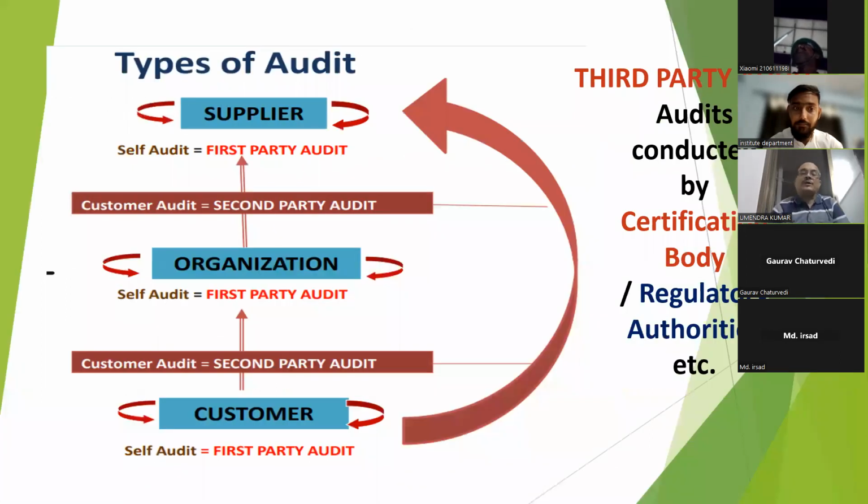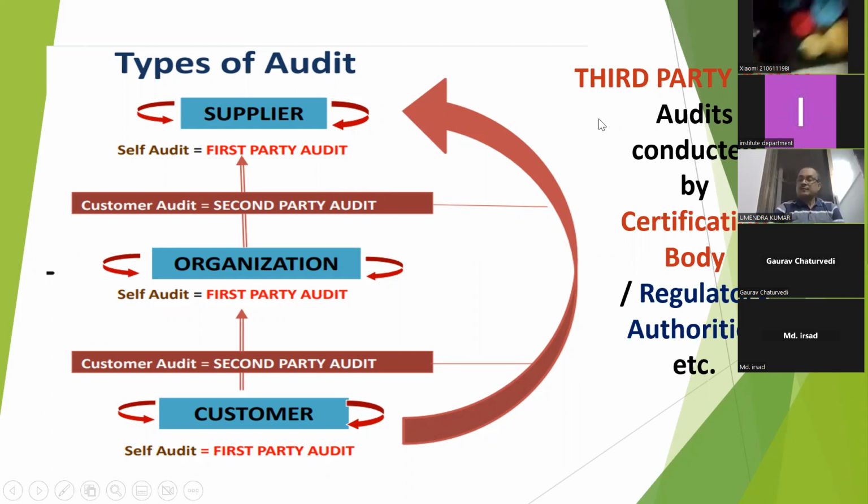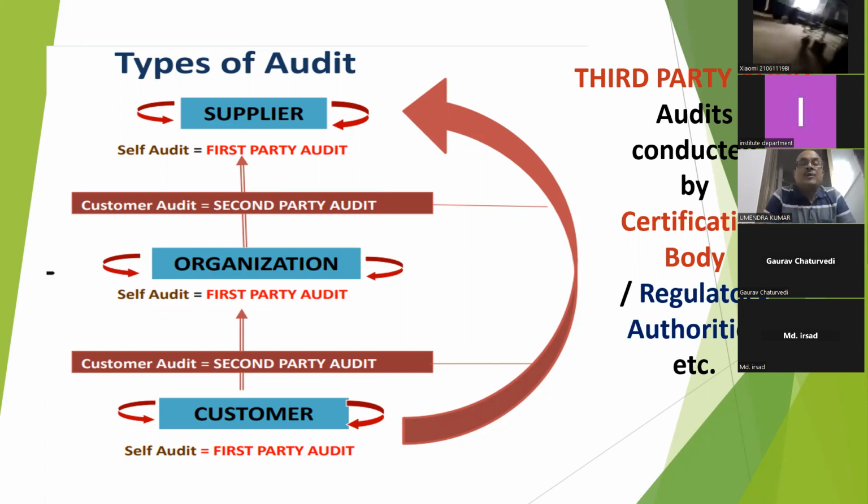Then types of audit. The types are first party audit, second party audit, and third party audit. First party audit is within the organization: when you do the internal audit, an intra-department audit is conducted. For example, the HSE department will do the audit of the production department, and the HR department can do the audit of others, but no one can audit their own job.